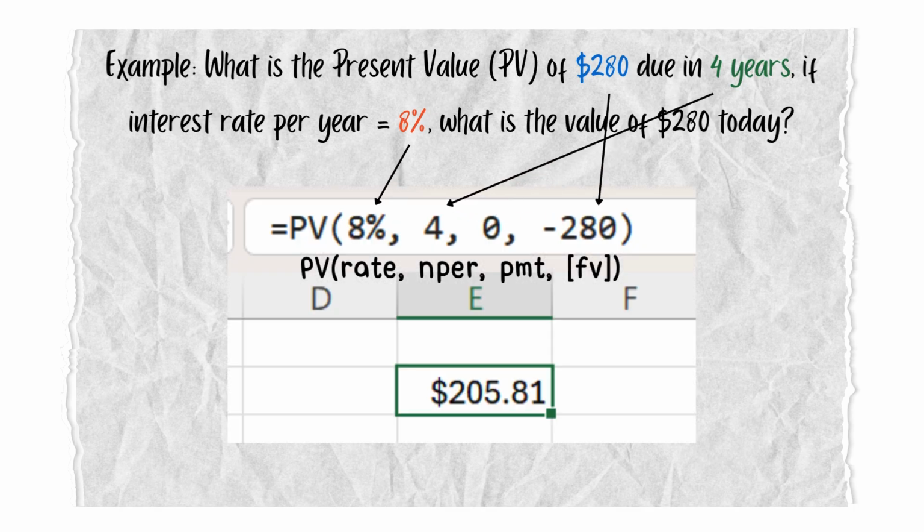Did you get it? The key things to take note of is that your percentage should be included when typing out the formula. And when inputting the FV value, it has to have the negative sign in front of it for it to compute.